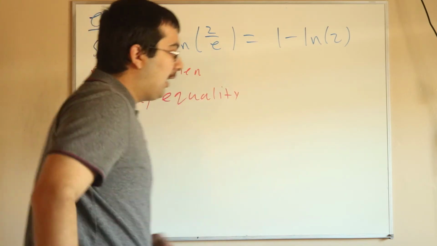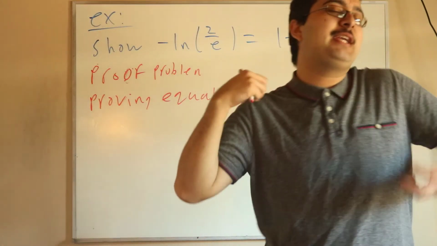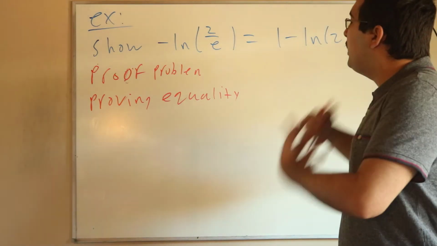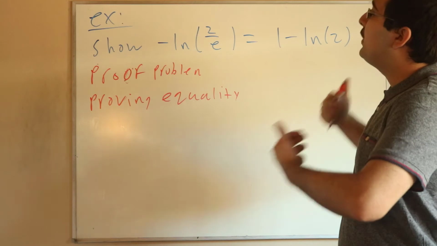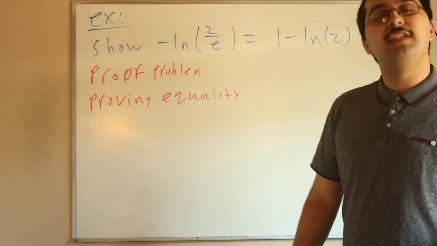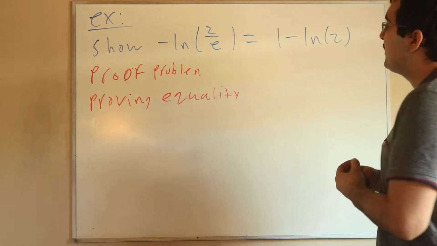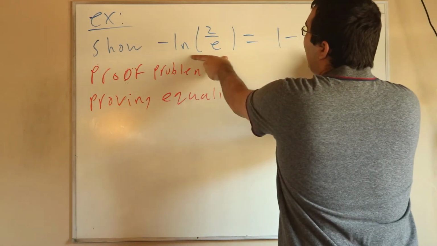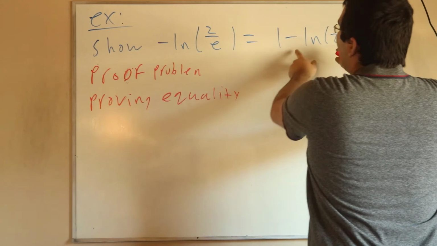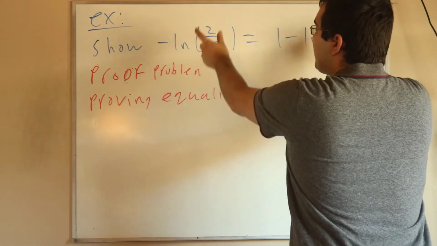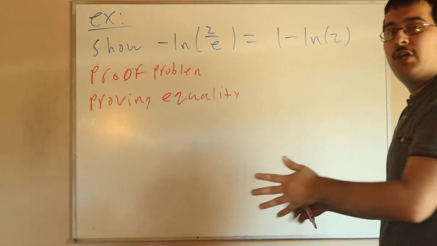Now, since this is a proof problem, we have to be a bit careful in how we solve it, in that when you are proving equality, you cannot work with both sides of the equal sign. You can only work with one, right? In other words, we cannot manipulate this expression and this expression at the same time. We can't change both sides of the equal sign and have them match up somewhere in the middle.